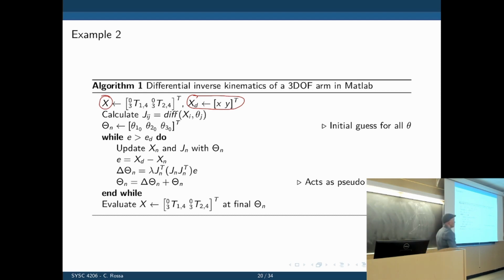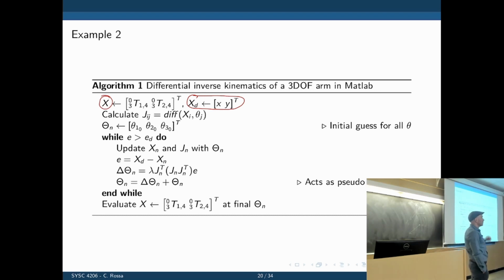What is T1 for? T2 for? Right at the top. Yes, we are extracting x and y from the homogeneous transformations. Is that the only solution, or could it be others? It has to be the 1, 4 and 2, 4 entries. It's x, and 2, 4 is y. It's from the homogeneous transformation.